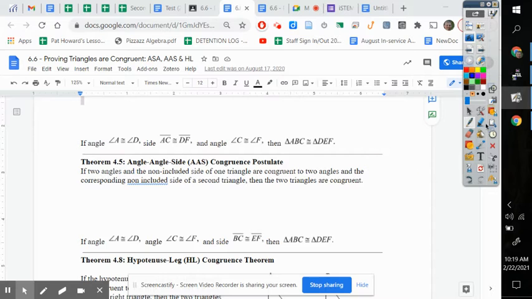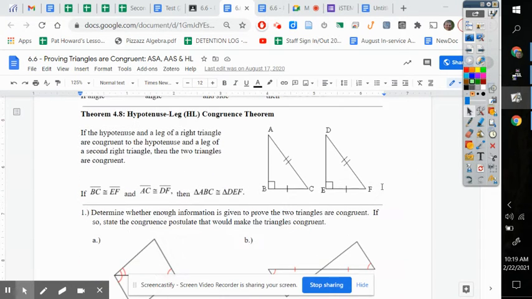So there's my ASA, my AAS, and then lastly we have the HL congruence theorem. If the hypotenuse and leg of a right triangle are congruent to the hypotenuse and leg of a second right triangle, then the two triangles are congruent. This is a weird one.